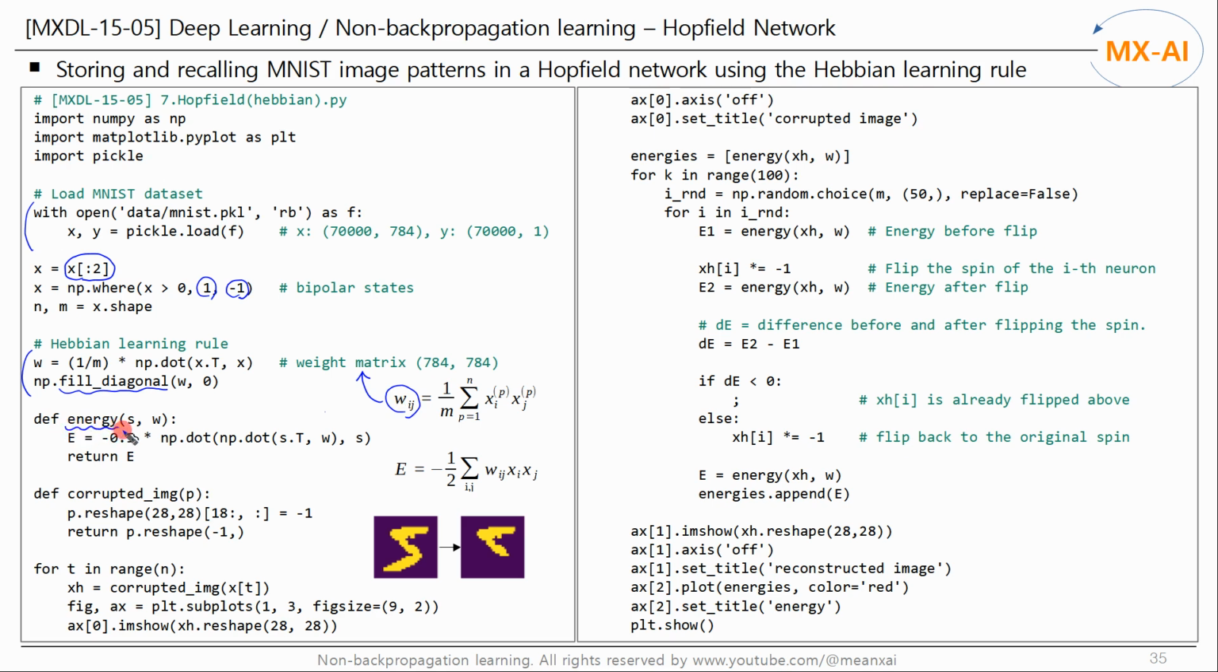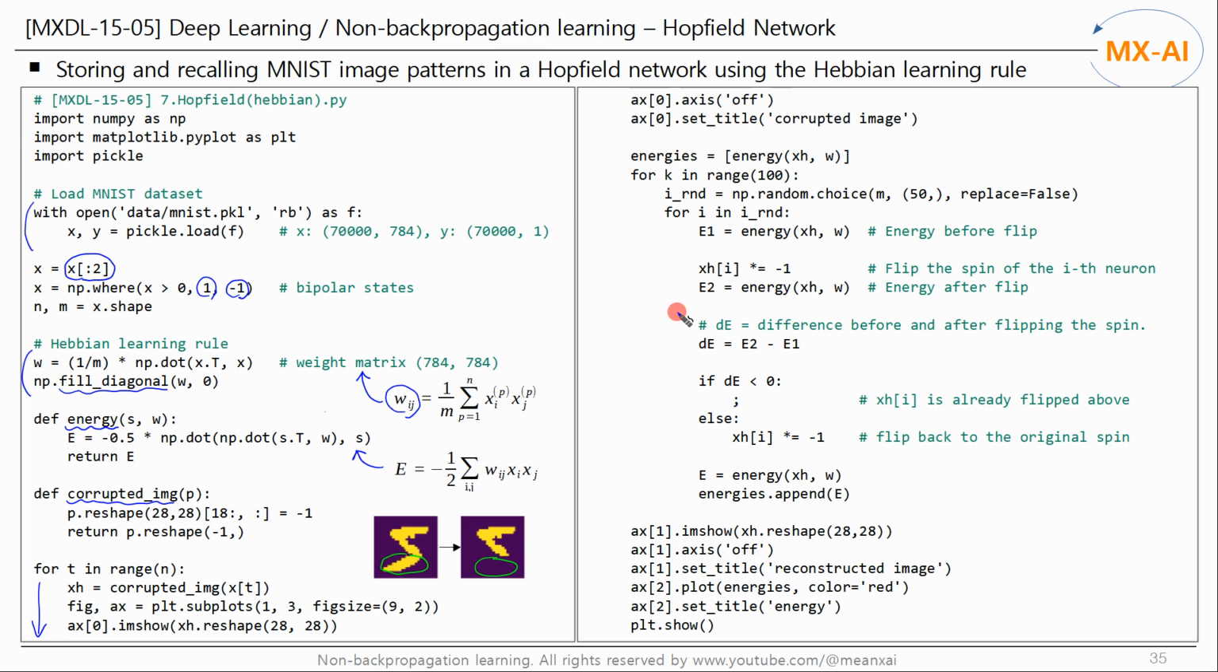Next, we write a function to calculate the energy using this formula. Next, we write a function that generates a corrupted image pattern. This will erase part of the bottom of the MNIST image like this. Next, we use the trained Hopfield network to reconstruct the corrupted images. When a corrupted image is fed into a Hopfield network, the original image is output.